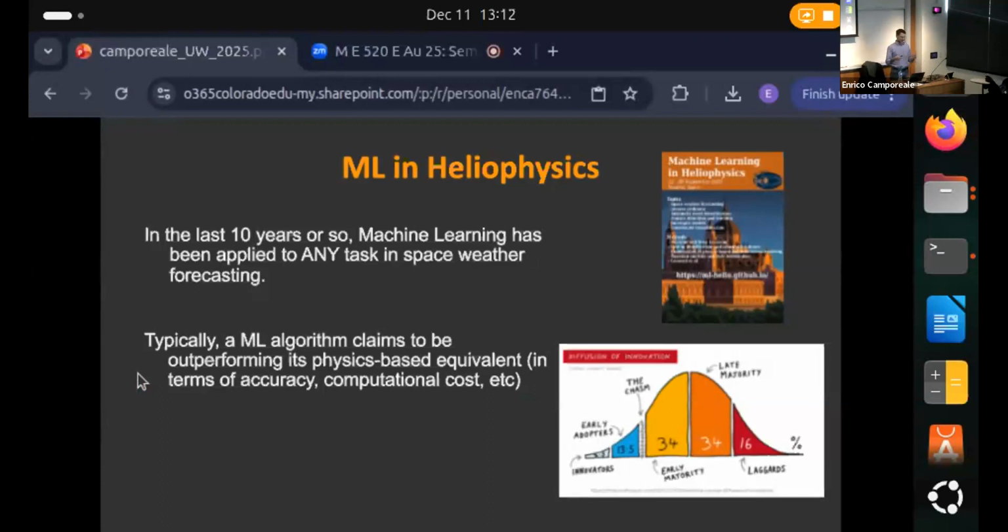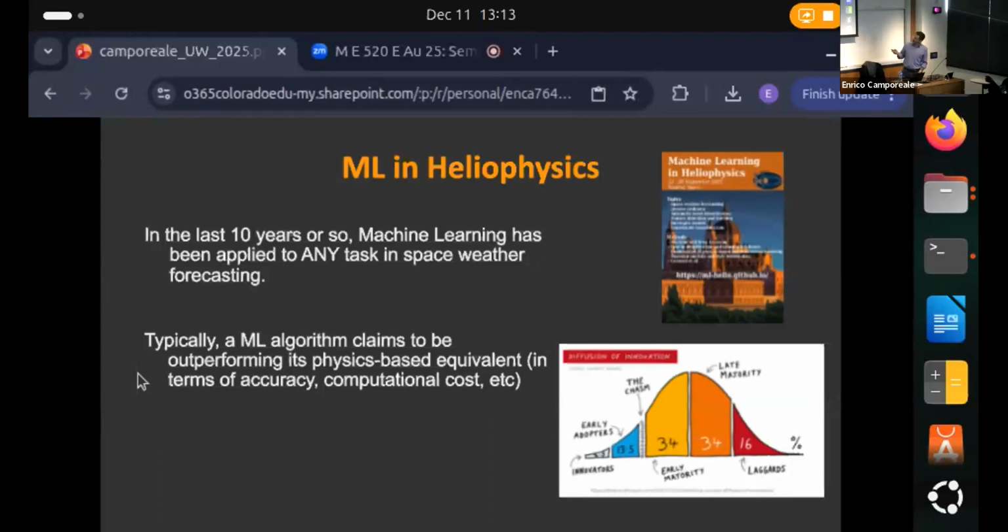Typically when you see a machine learning paper in heliophysics, the broader field where space weather lives, the machine learning algorithm claims to be outperforming the physics-based equivalent. This is a physics community that has very much grown up doing large-scale physics simulation, so that's our baseline. It's also fair to say that most of the time these baselines are not very strong, so it's not very hard to beat them with a data-driven method.